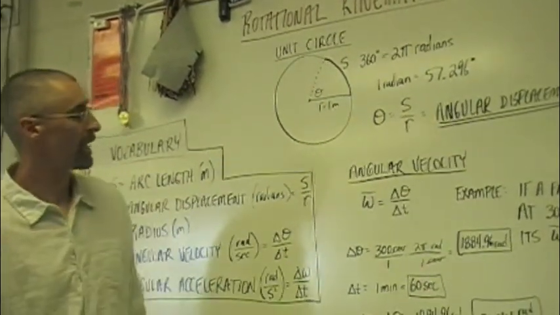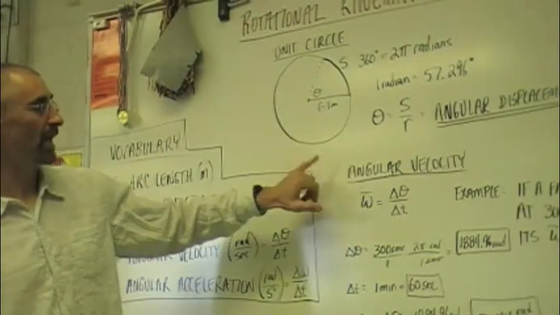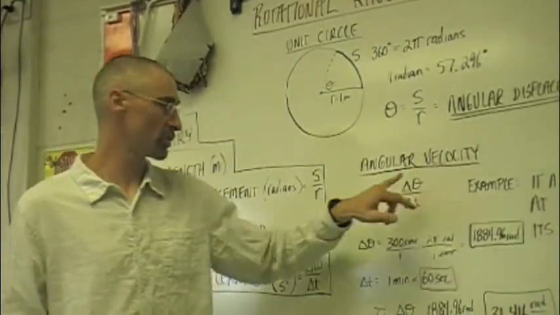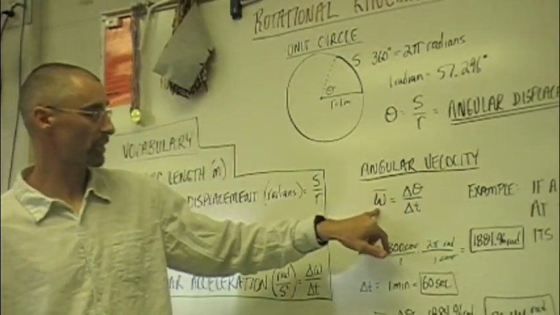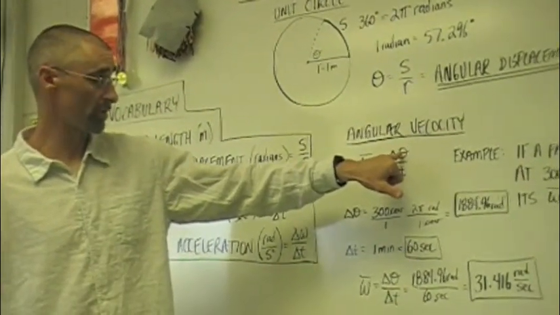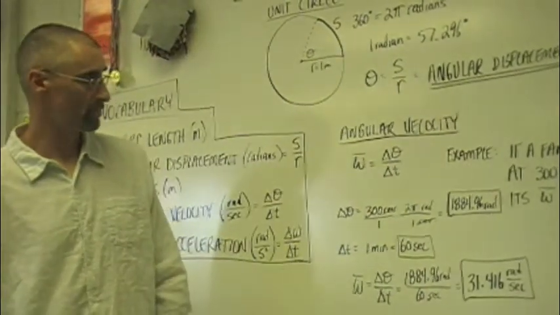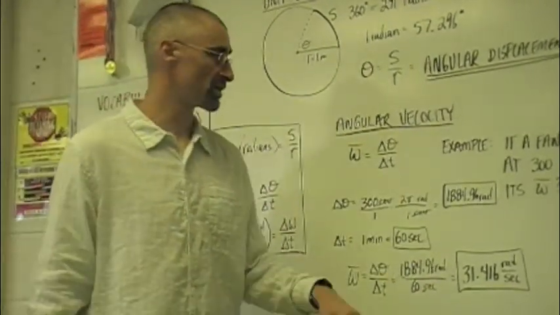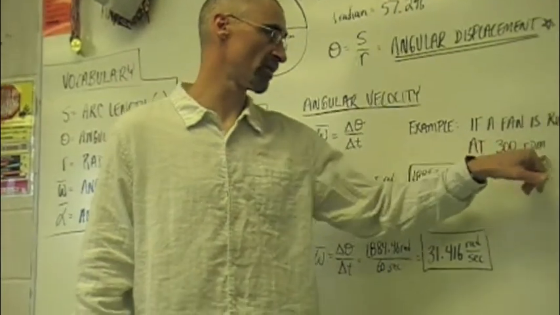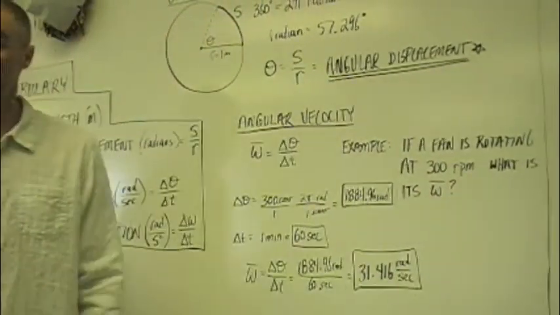Now, guys, this is so simple. I've already talked about it, but I'm going to hit it again. Angular velocity, which is omega, is equal to the change in your angular displacement over change in time. And just to do an example of this, I said if a fan is rotating at 300 revolutions per minute, what is its angular velocity?